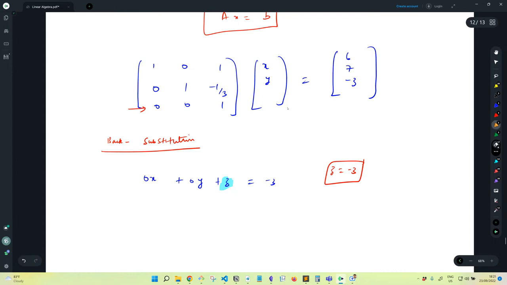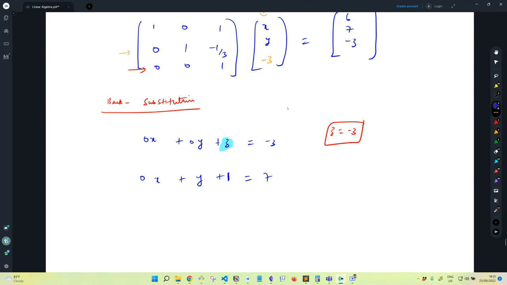Now because z is minus 3, I know the solution to one variable. Then I can replace z with minus 3. Once I replace this, let us multiply this vector with the second row. It will be 0 times x plus y minus 1 by 3 into, now this entry gets multiplied by minus 3. When you multiply this entry with minus 3, you get 1, so y plus 1 equals 7. Again, do you see what is happening?